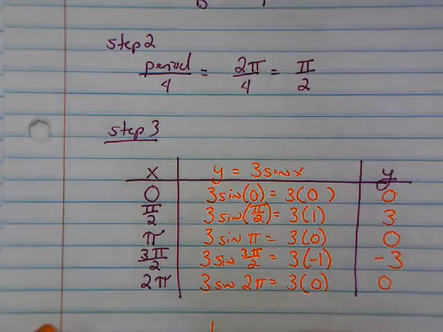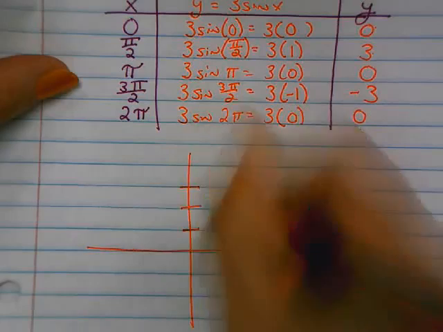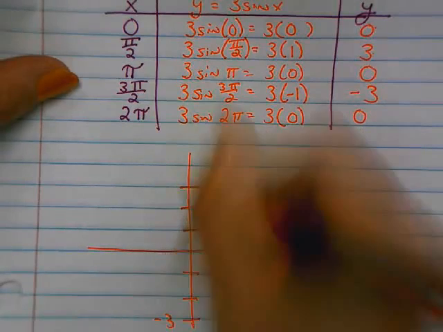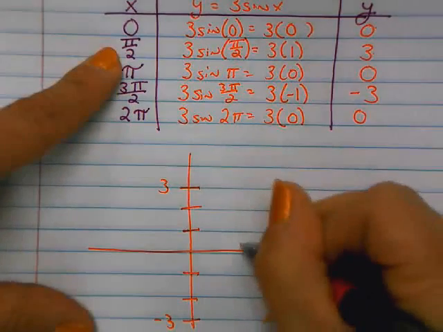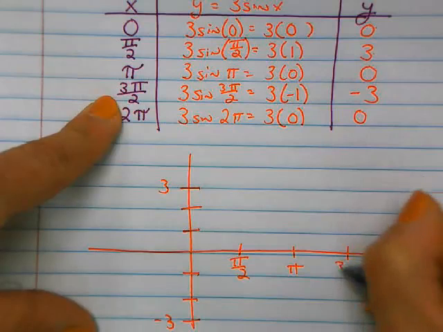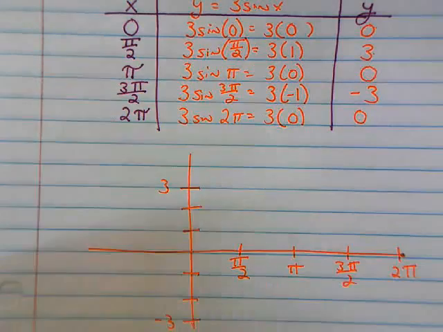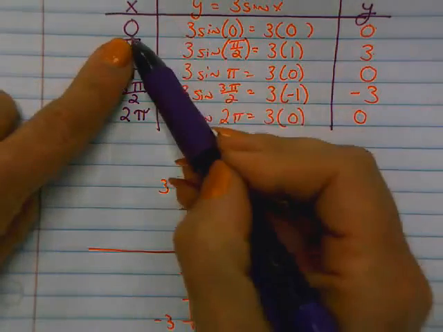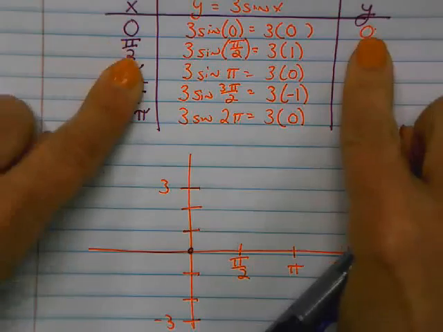So I need to go up 3, down 3. I'm going to go ahead and do pi over 2, pi, 3 pi over 2, 2 pi. And now I'm ready to graph it. When x is 0, y is 0. So put a dot at 0, 0. When x is at pi over 2, y is at 3. Pi over 2, we're up at 3.